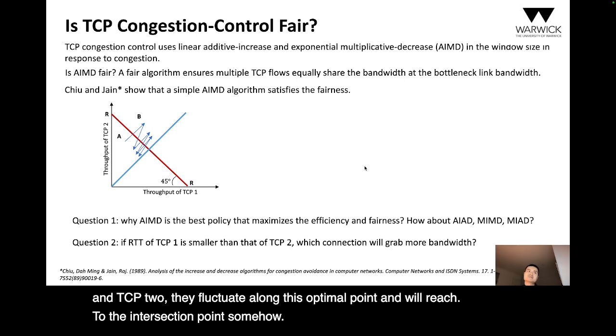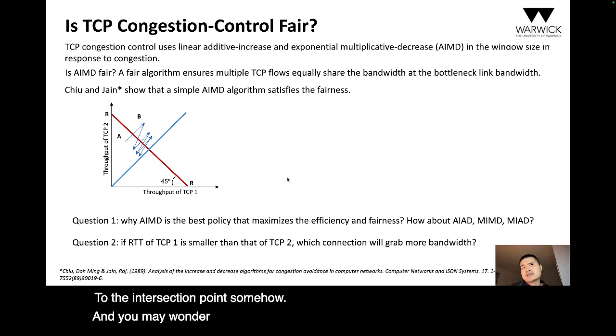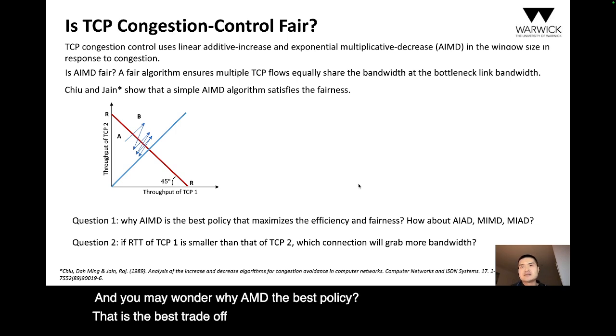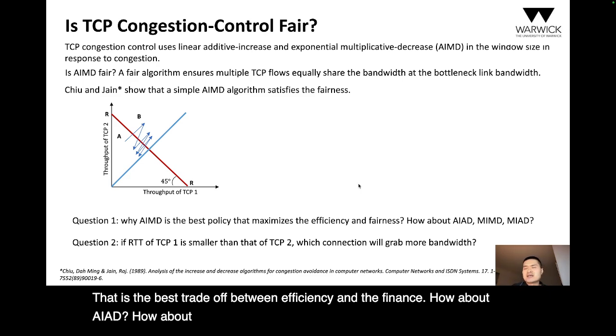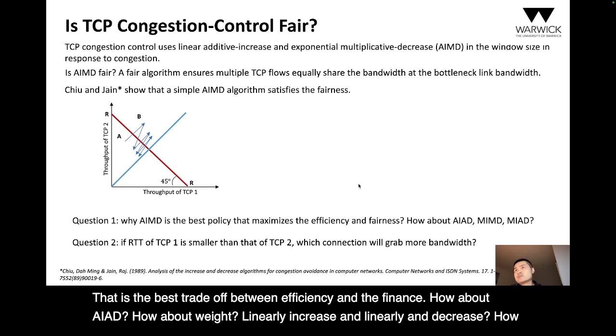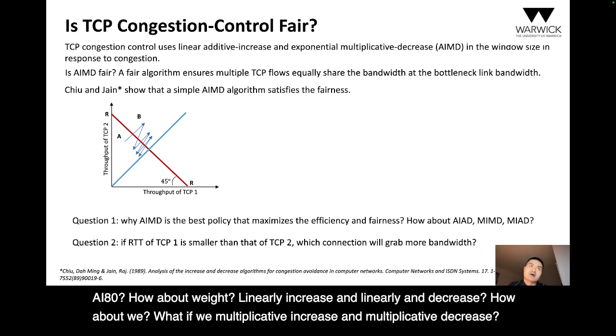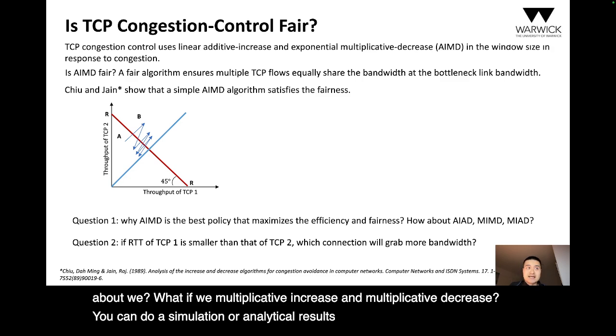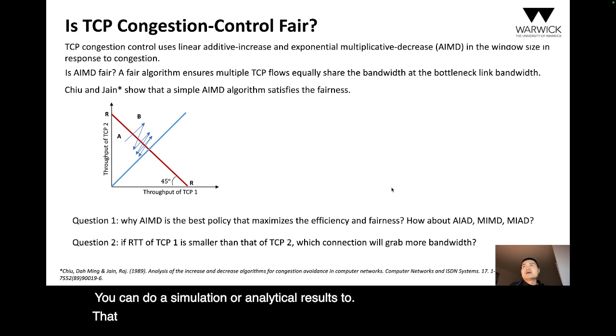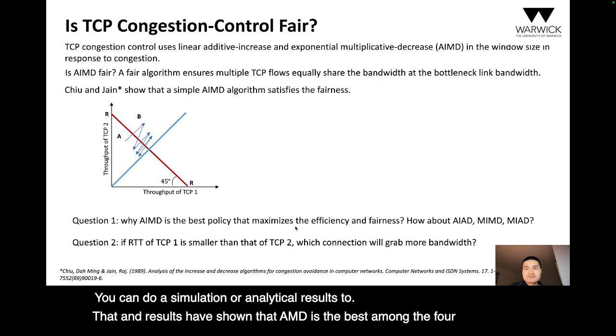And you may wonder why AIMD is the best policy, the best trade-off between efficiency and fairness. How about AIAD, where we linearly increase and linearly decrease? What if we use multiplicative increase and multiplicative decrease? You can do a simulation or analytical results to prove that, and the results have shown that AIMD is the best among the four options.